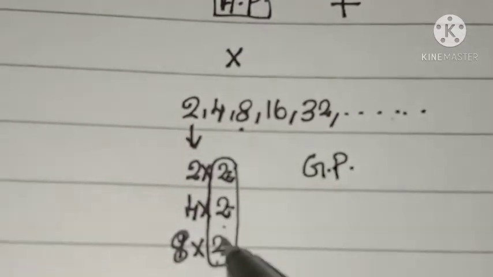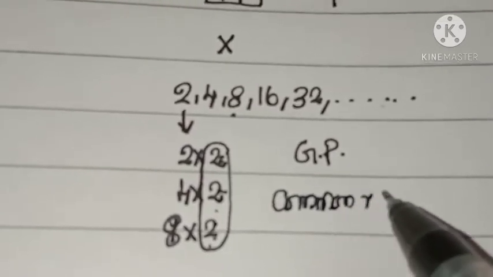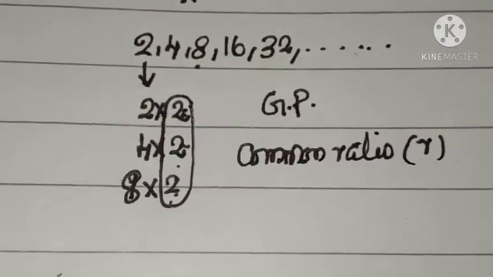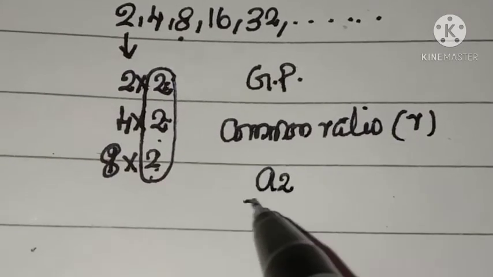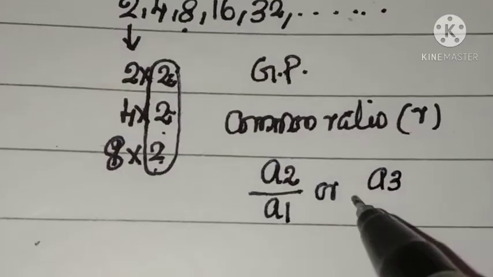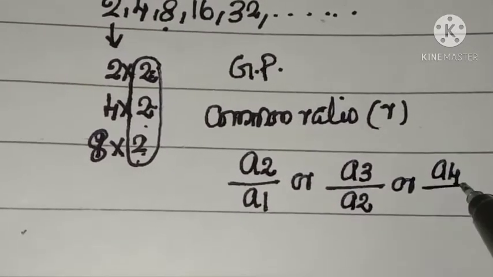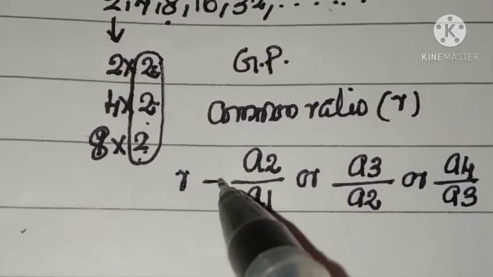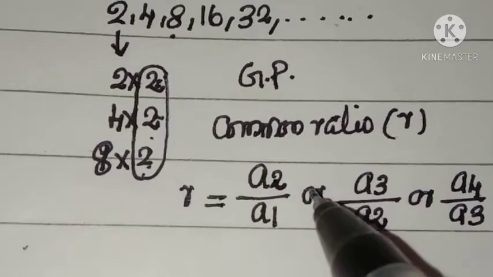And this fixed constant number is called the common ratio. Okay, common ratio. It is denoted by the letter R. And the common ratio is obtained by dividing the second term by the first term, or the third term A3 by the second term, or the fourth term by the third term. Okay. So the common ratio is obtained by any term divided by its previous term.